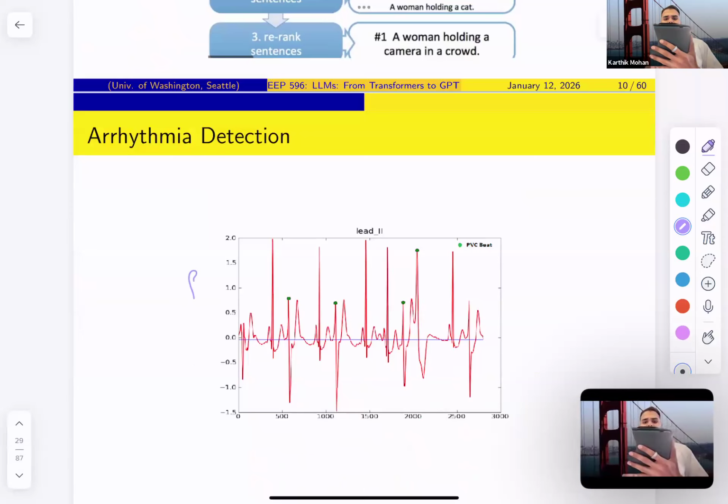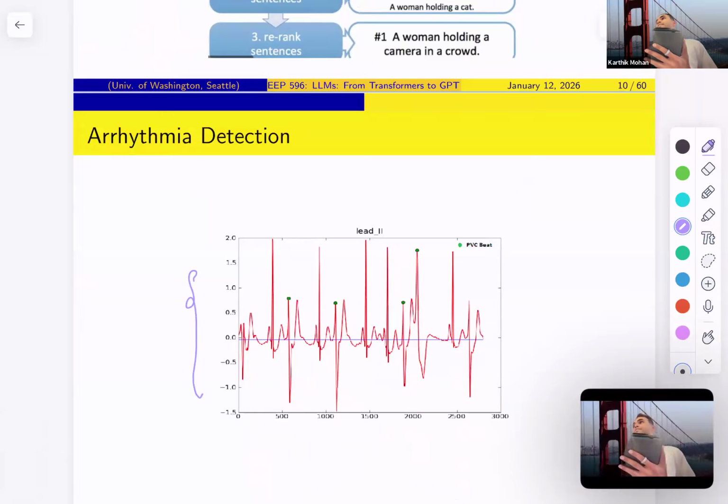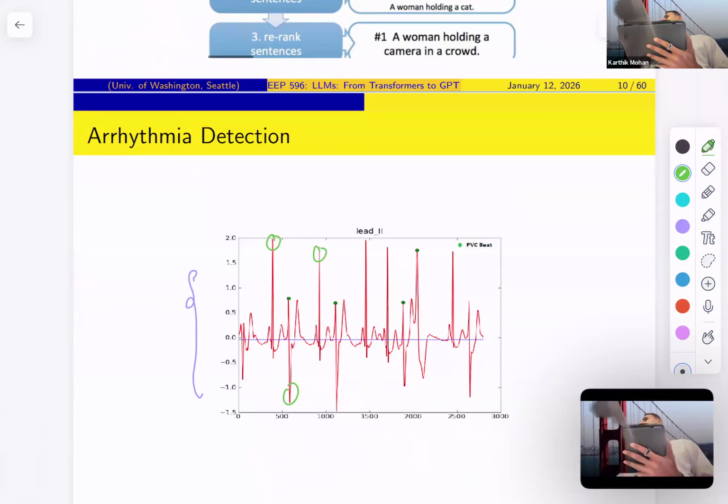Arrhythmia detection, I think we mentioned earlier. This is very interesting if you're into anomaly or fraud detection. There are different kinds of anomalies. There are point anomalies. These are point anomalies because they stand out, right? You look at it and say, oh, it stands out. Whatever stands out in a very obvious way, that's a point anomaly. And then you have more of a segment anomaly. In this case, I think this is a segment anomaly.